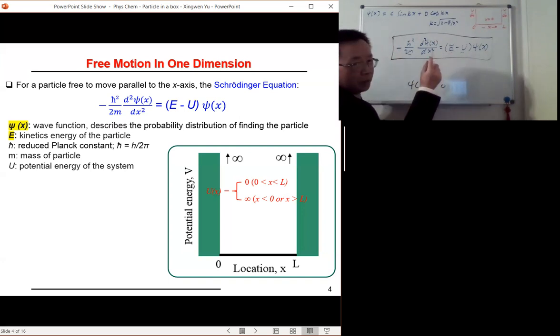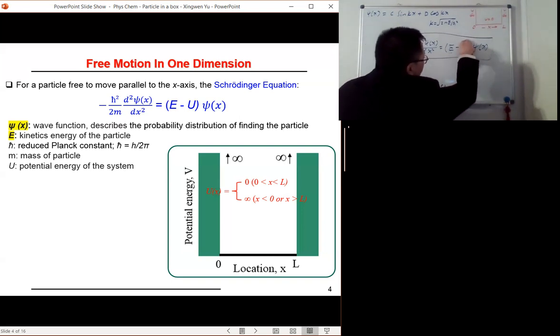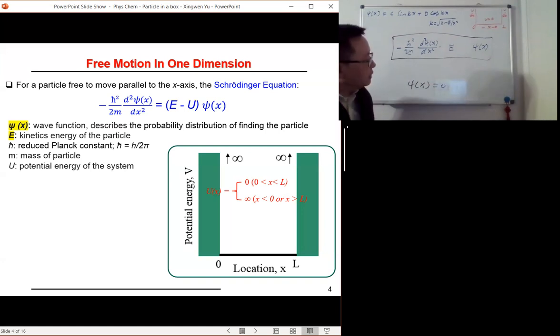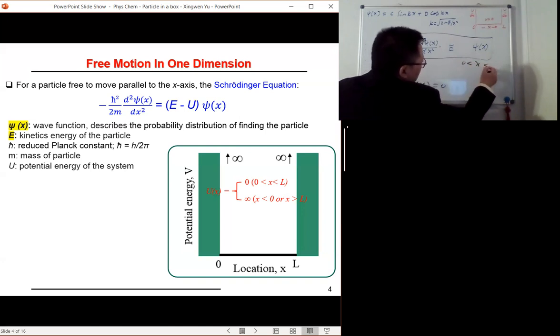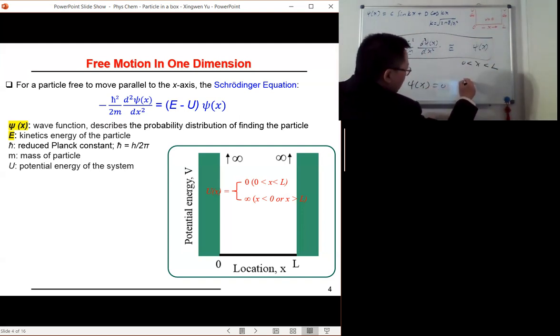Inside the box, the potential energy is 0. That means we can remove the U from here for the case of the particle inside the box, right? Here, that means inside the box, x is greater than 0 and smaller than L. In this case, either x is greater than or equal to L or x is smaller than or equal to 0.